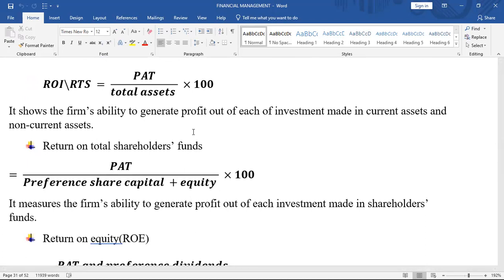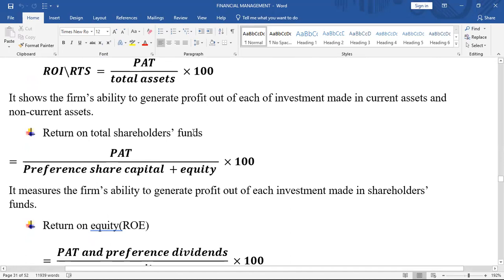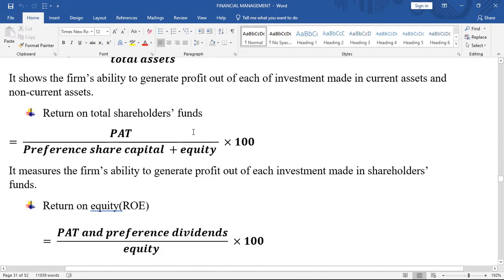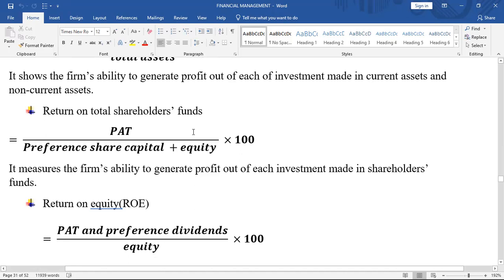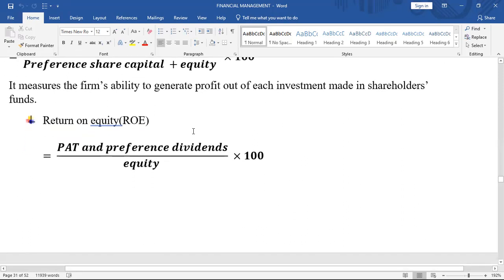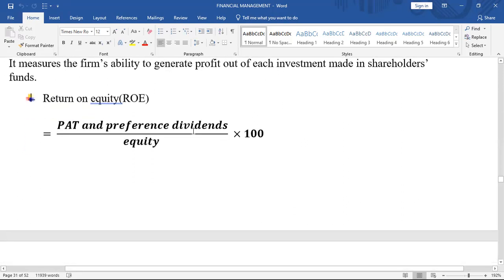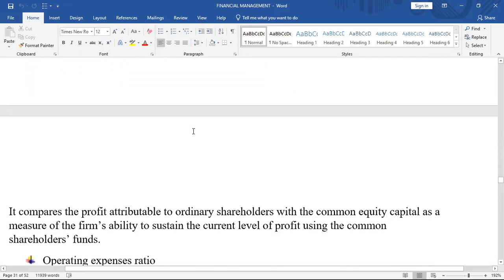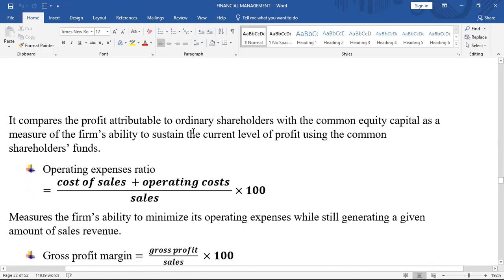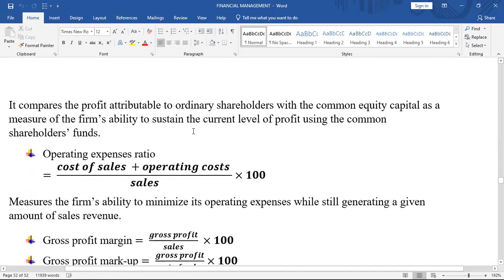Now, when you look at the return on total shareholders' funds, we take our profit after tax and divide by the preferred share capital together with the equity. What we are checking there is the firm's ability to generate profit out of each investment made through the shareholders' funds. We also have the return on equity, where we take the profit after tax and preferred dividends, divide by equity, and multiply by 100. I have said it to compare the profit attributable to ordinary shareholders with the common equity capital, as a measure of the firm's ability to sustain the current level of profit using the common shareholders' funds.